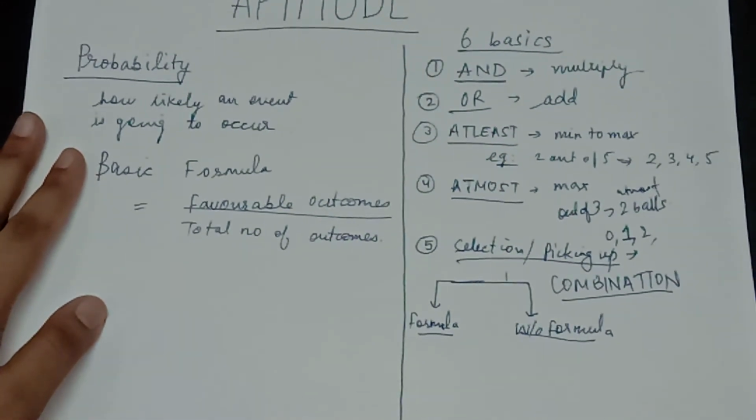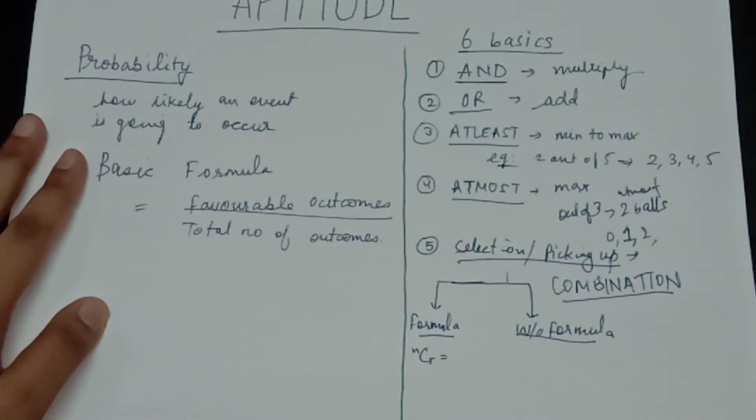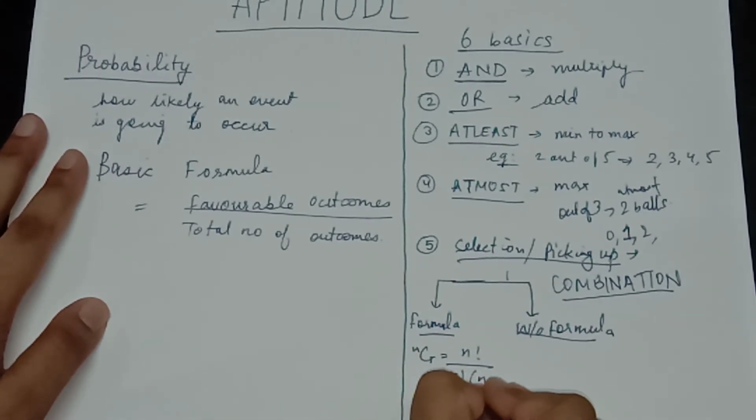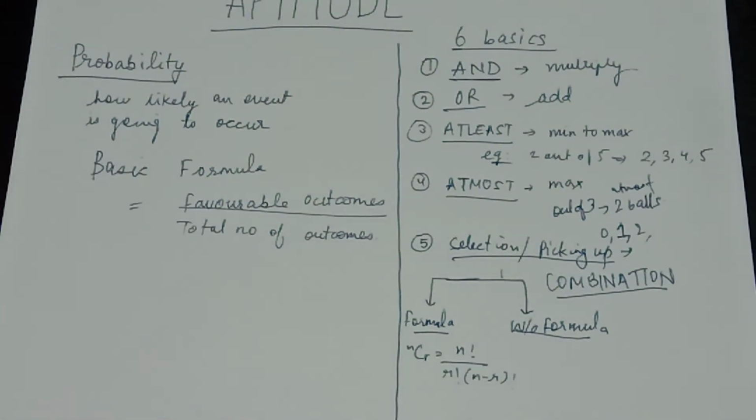The formula is simple. You have studied nCr, that is a combination. It is n factorial upon r factorial times n minus r factorial. This is the normal approach if we use a formula. But if we don't want to use the formula, there is a different approach. I'll discuss it probably when we do these kinds of questions.